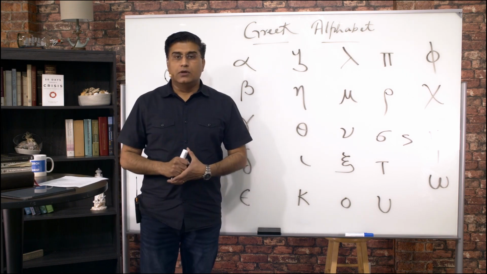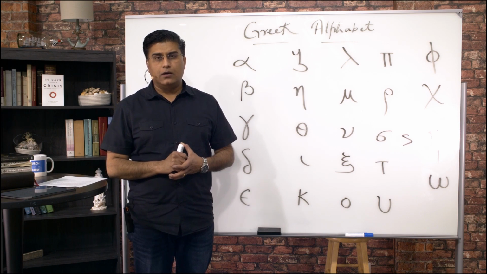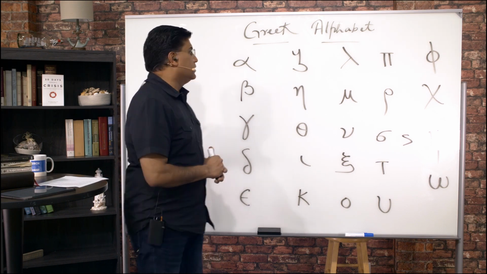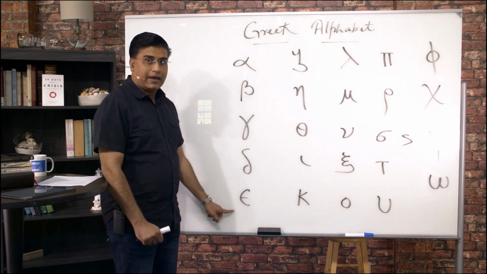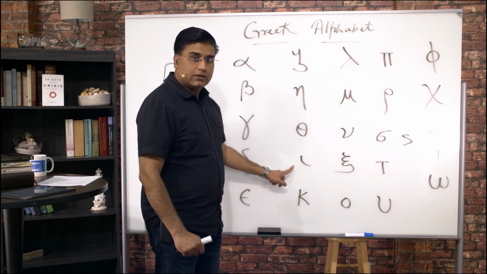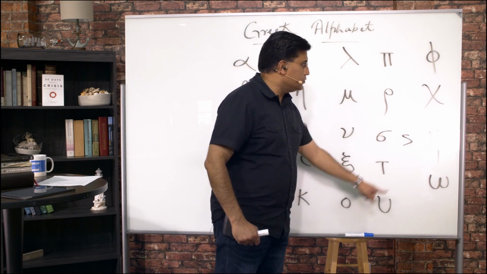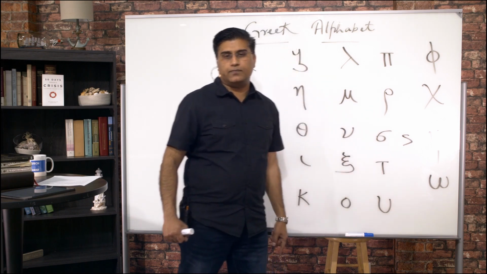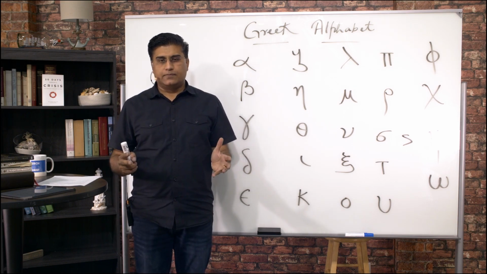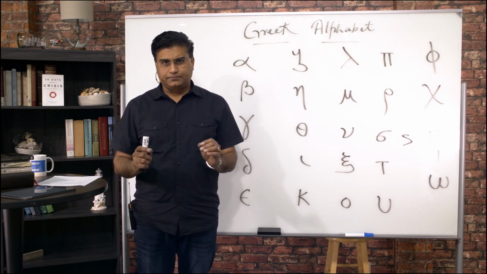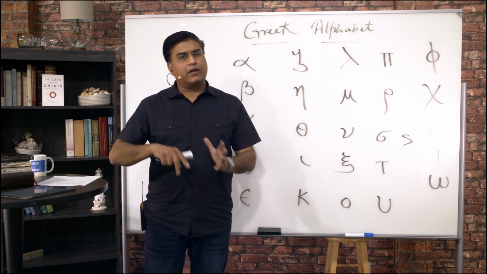Also, the b sound in modern and Koine Greek is more like the v sound than the b. V. Okay? So once again, a, b, g, d, e, z, e, t, e, k, l, m, n, x, o, p, r, s, t, u, fi, ki, ipsi, o. Okay? So these are the 24 letters of the Greek alphabet. Most of them are consonants, few are vowels, but we'll cover that later on.